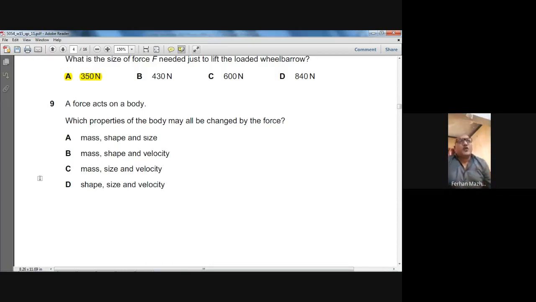So the question is, which properties of the body may all be changed by the force? D is the right option: shape, size, and velocity. A, B, and C cannot be the option because they include mass. Mass is one thing which you cannot change by applying a force. So that was question number 9. D is the choice. My marking scheme says D is the right choice, sir.